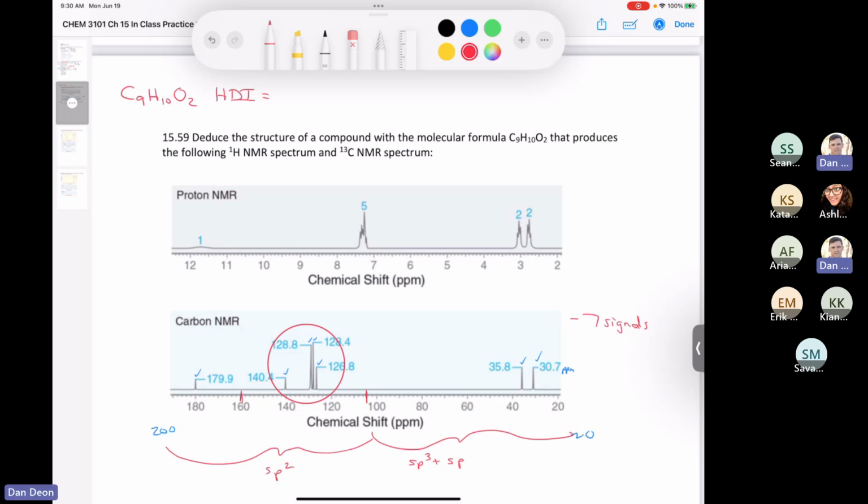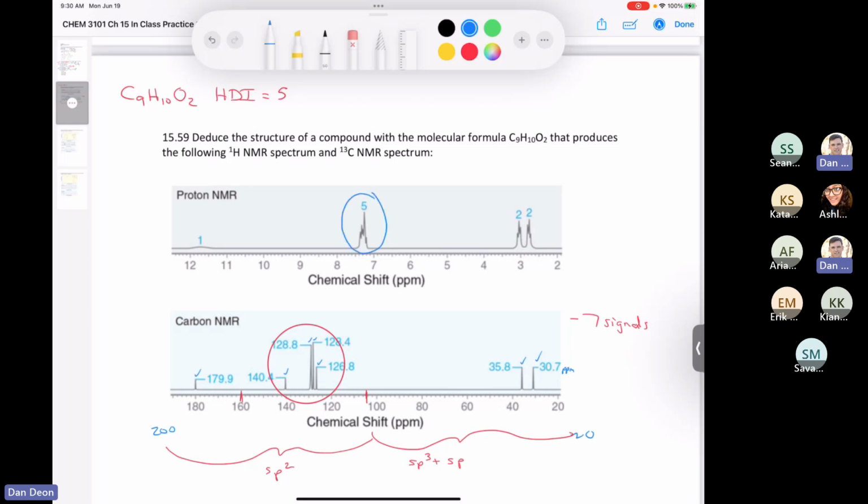Could anybody tell me what the HDI for this compound is? Okay, yeah, it's 5. So the HDI is equal to 5. And so what does that mean? 5 double bonds, highly unlikely, right? Right, Ariana?